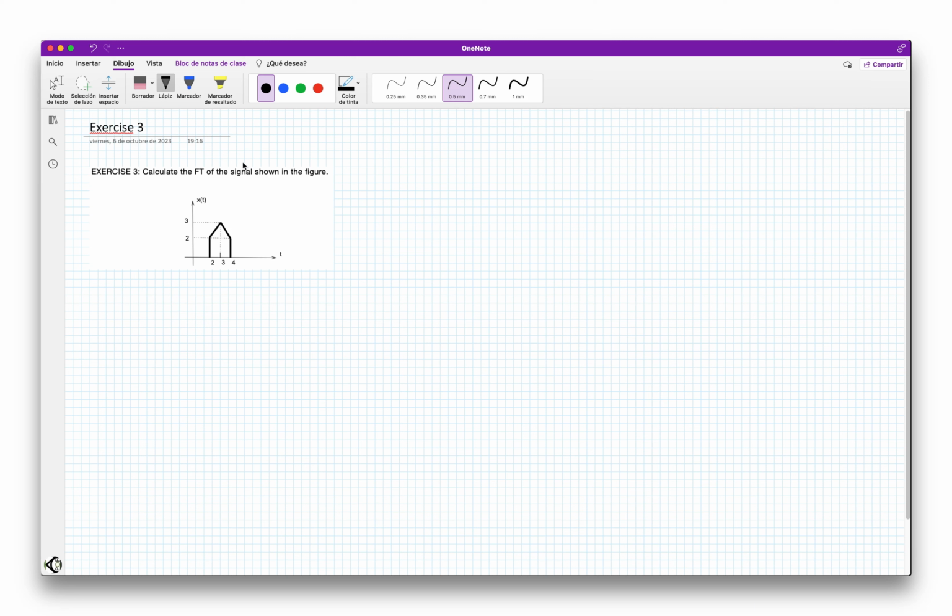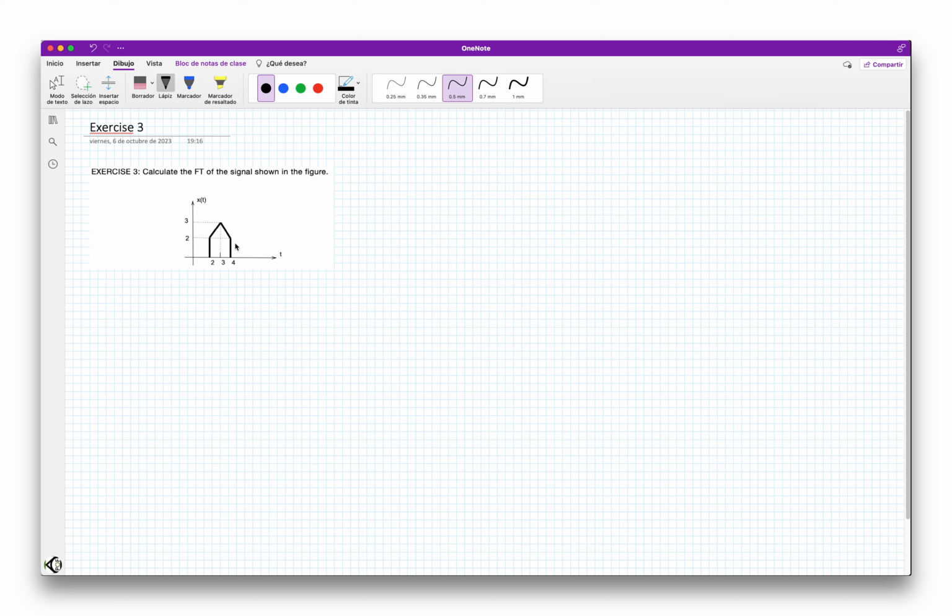To a new video of the Fourier Transform lesson. In this occasion, we are going to do exercise number 3. You can see it over here. It asks us to calculate the Fourier transform of the signal shown in that figure.